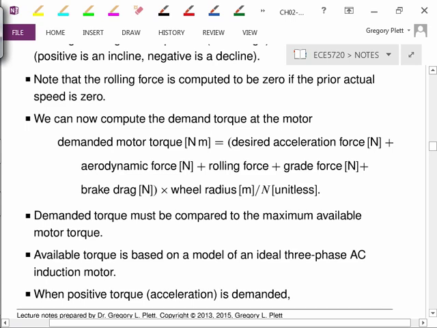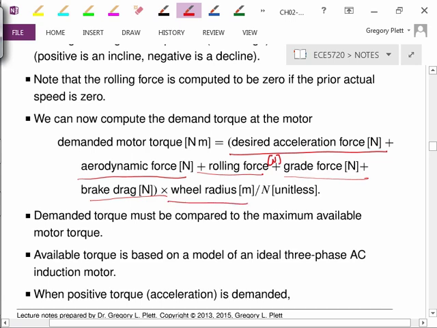So now we can compute the demanded torque at the motor. So the demanded torque is the desired force that I have to be able to produce to accelerate the desired amount, but I also have to overcome the aerodynamic force and the rolling force and the grade force and the brake drag, and there should be a newton there. And the brake drag, by the way, is multiplied by a wheel radius, all divided by, all of them are multiplied by the wheel radius. There's a bracket here I missed.